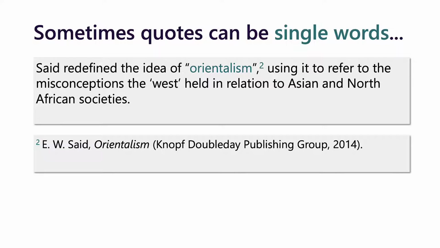So you can see here you've got the first part, said, redefine the idea of Orientalism. In the double quotation marks, you've got your reference number here, using it to refer to the misconceptions the West held in relation to Asian and North African societies. You would then have your footnote, and sometimes quotes can be very, very short, and that goes back to when we discussed in the first video how sometimes quotes are better than paraphrasing.